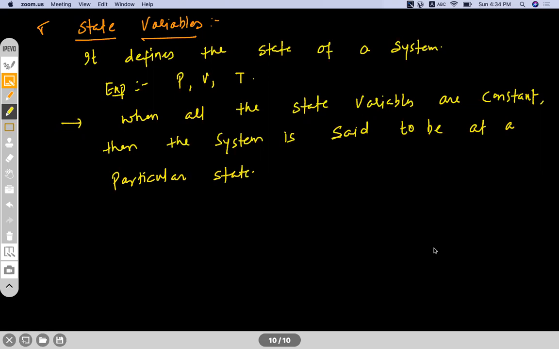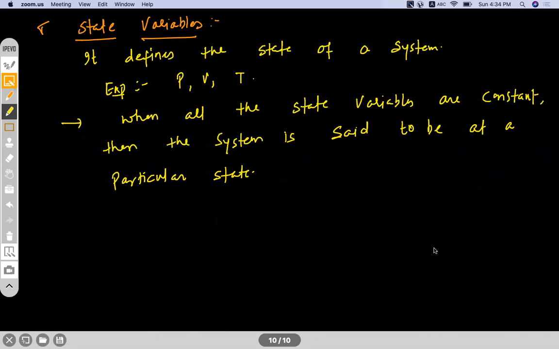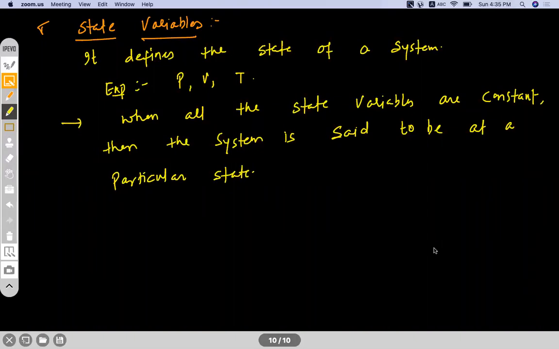The state variables for a solid we define by the coordinates. Any object, if you have, we use the coordinate system to define the state. X, Y coordinates, like that, okay? And in coordinates also we have different coordinate systems: Cartesian coordinates, polar coordinates. For fluids also, we have a similar kind of system.